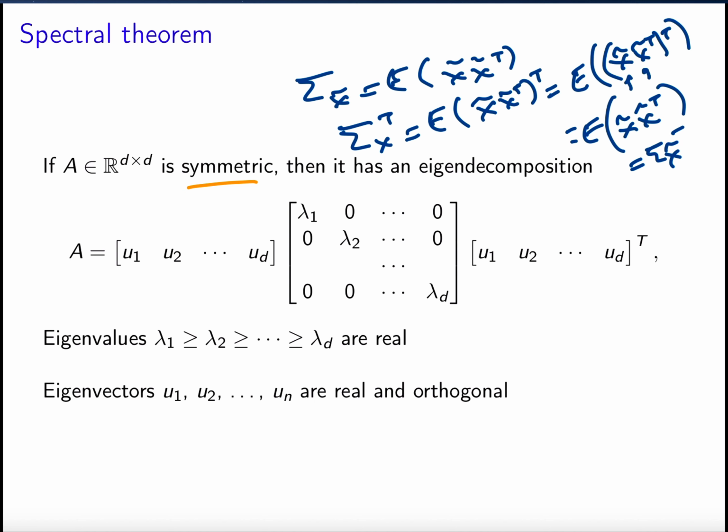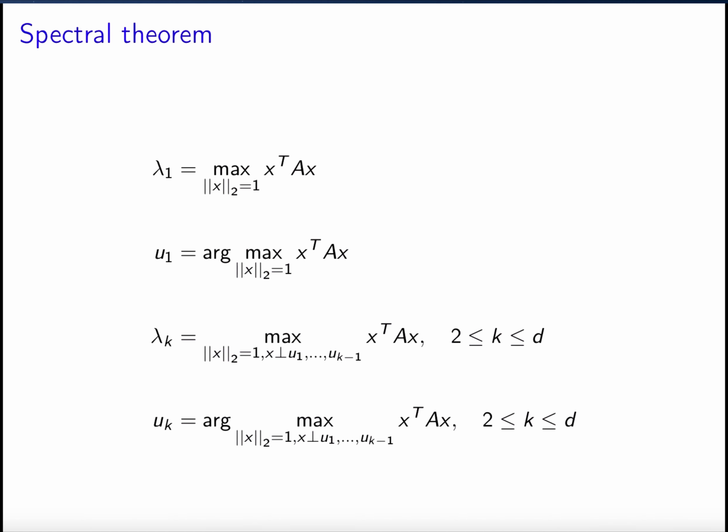So the covariance matrix by definition, and the sample covariance matrix by a similar argument, are always symmetric. And if a matrix is symmetric, then it has an eigendecomposition of this form where, if the matrix is D by D, you have real-valued eigenvalues and corresponding eigenvectors that are all orthogonal to each other.